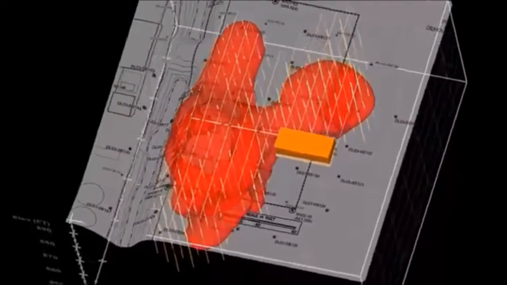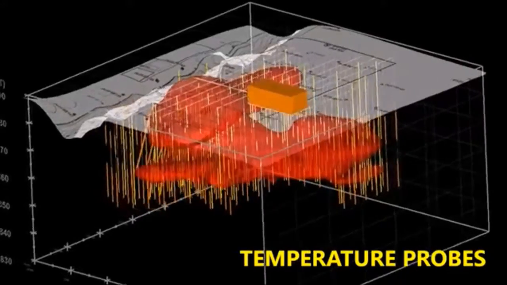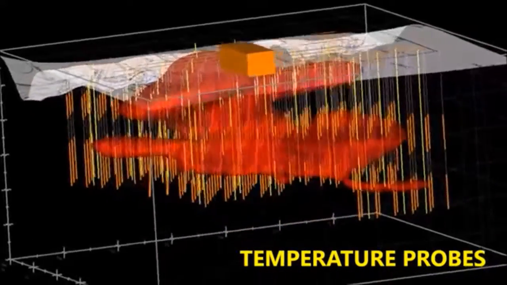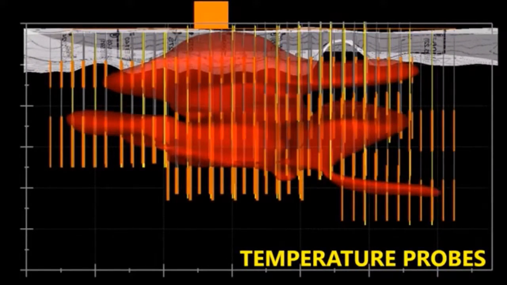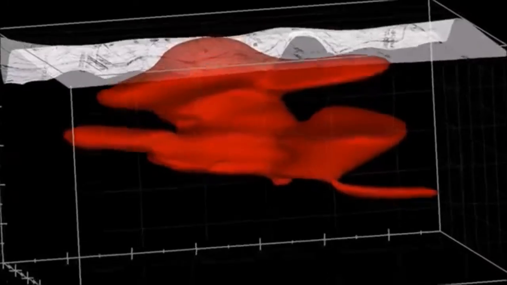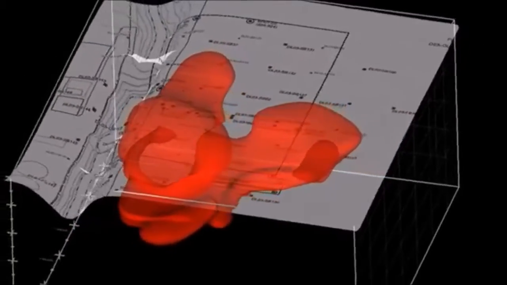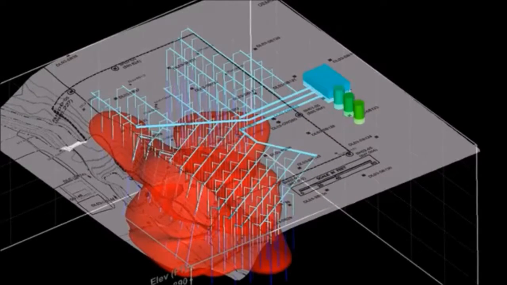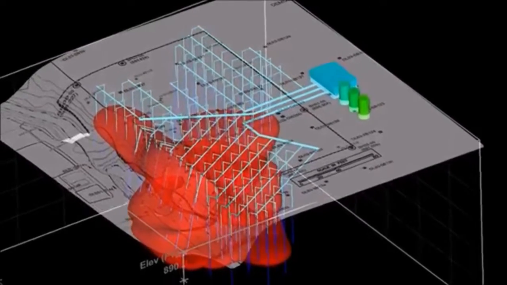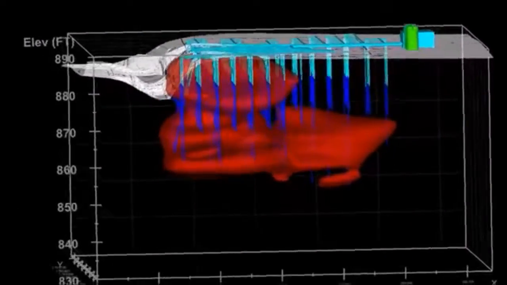The soil temperature is monitored throughout the treatment zone using temperature monitoring probes, represented by the yellow lines. When the subsurface soils approach 180 degrees Fahrenheit, the TCE will begin to vaporize. The TCE vapor is removed from the subsurface using extraction wells connected to a high-powered vacuum. The vapor extraction piping and vacuum are shown in light blue, and the perforated screens of the wells are shown in dark blue.